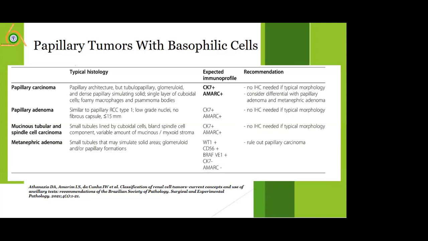then clear cell with papillary morphology differentials, then differentials of papillary tumors without clear cells. You can have papillary carcinoma, papillary adenoma, mucinous tubular and spindle cell carcinoma, and metanephric adenomas. They are all well-known entities. They have been there in the last two WHOs, and they are well characterized by their classical RCCs. Next, please.